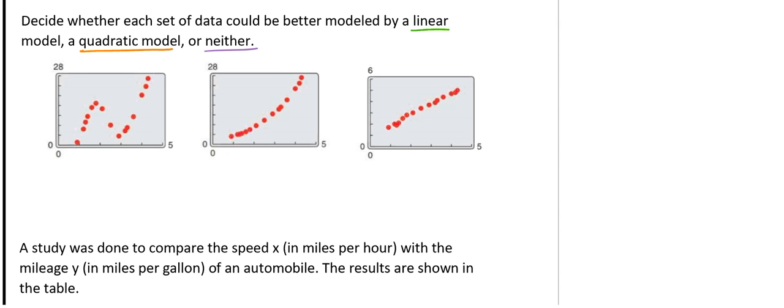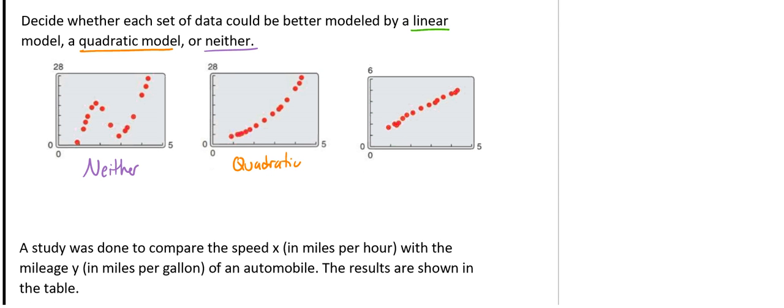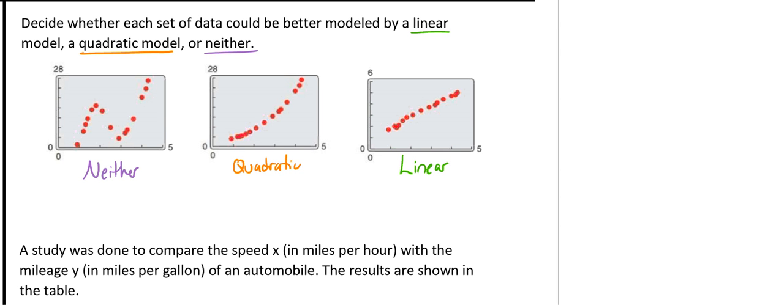So if we take a look at our first scatter plot, it doesn't really look like a straight line, nor does it look like a part of a U, so this one's probably going to be our neither. As we move to our next one, this one looks like it's more of a quadratic type of model, although it's only the right-hand side of a quadratic model. And then our last one, this appears to be that our points are kind of forming a straight line, so this would be linear. So it's really about the shape that our points make on our scatter plot.